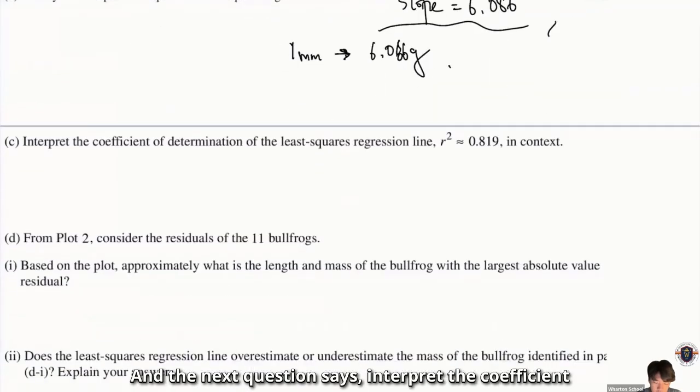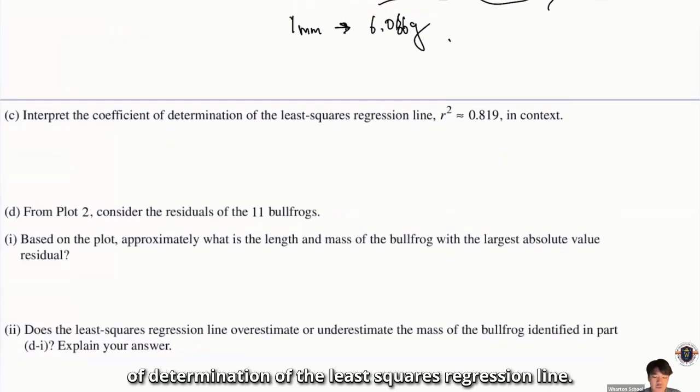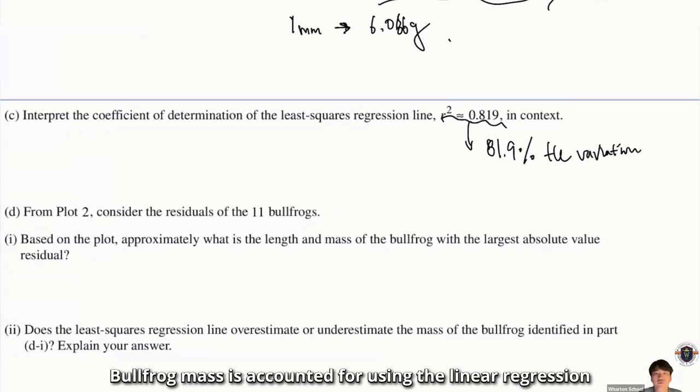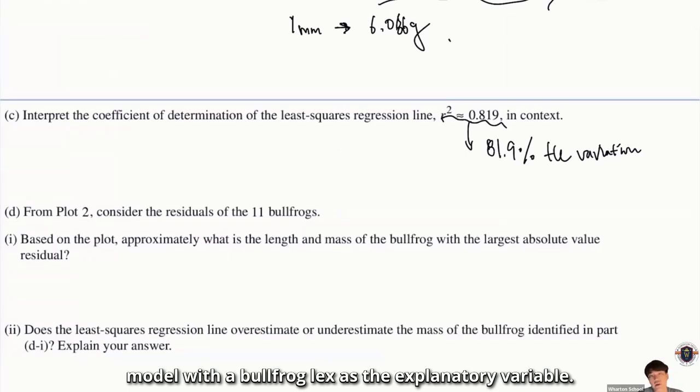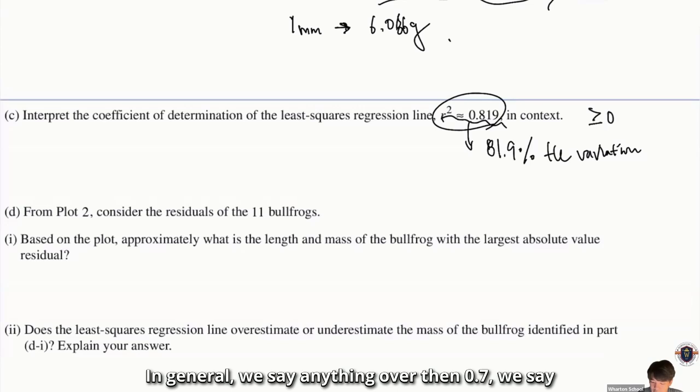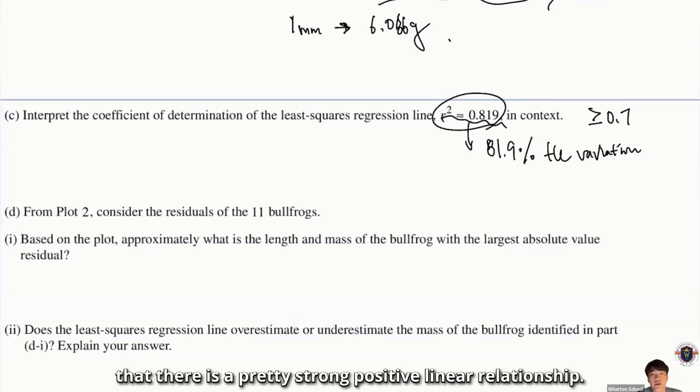The next question says, interpret the coefficient of determination of the least squares regression line. This means about 81.9% of the variation in the bullfrog mass is accounted for using the linear regression model with bullfrog length as the explanatory variable. So this R-squared is pretty good, right? In general, we say anything over 0.7 indicates a pretty strong positive linear relationship.